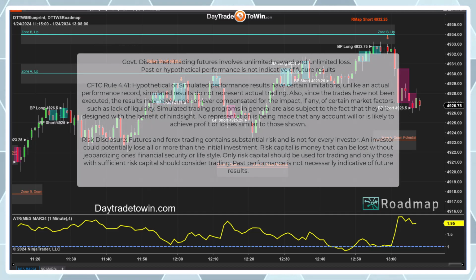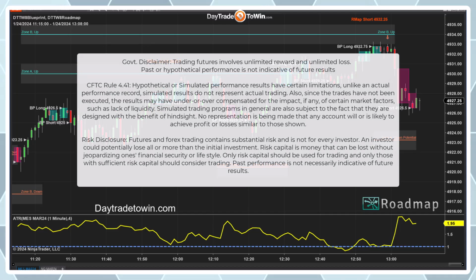Now, before we begin, remember that trading is risky. Please don't trade with funds you cannot afford to lose. There are risks involved with trading.